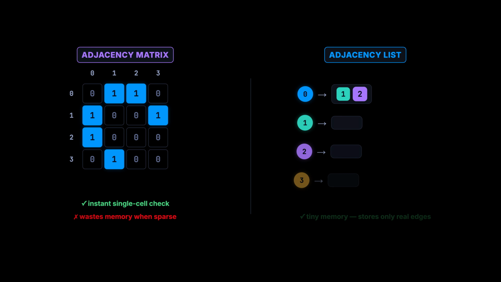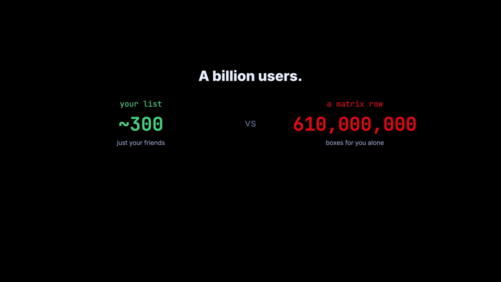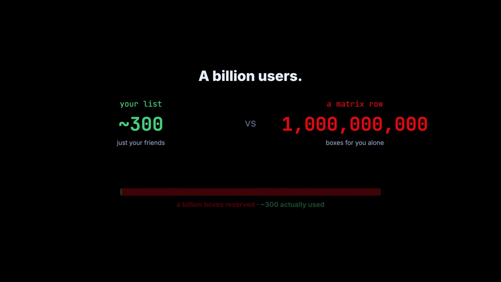With the adjacency list, we save a huge amount of memory, because we only store the connections that truly exist. This is perfect for real-world graphs, which are almost always sparse. Lots of nodes, but each one connected to only a few others. Think about it. You might be on a platform with 1 billion users, but you personally are connected to maybe a few hundred. A list only stores those few hundred. A grid would try to store 1 billion boxes for you alone.